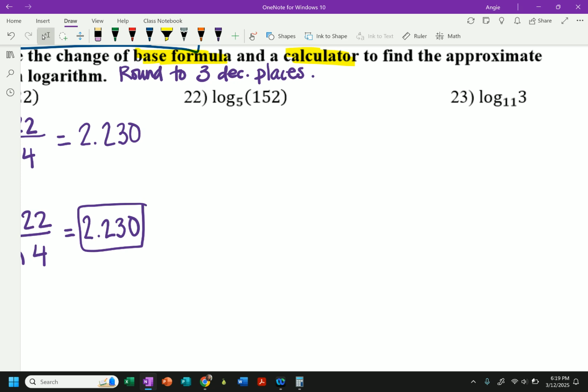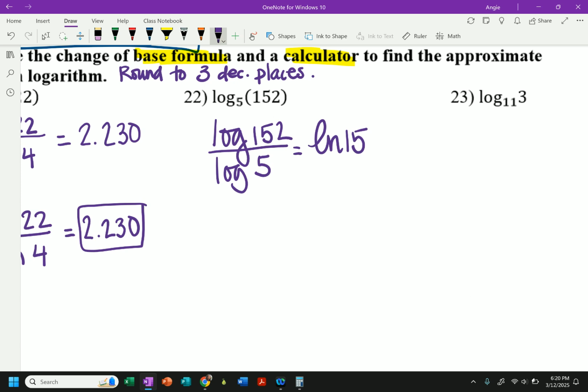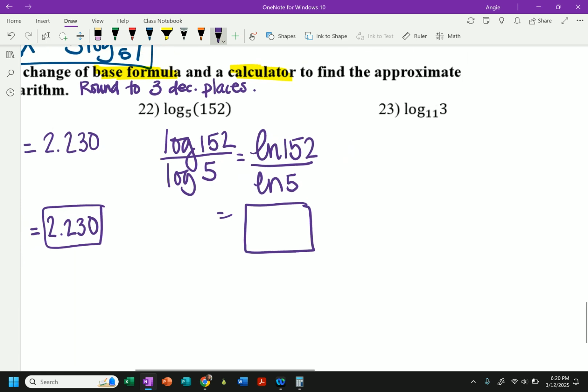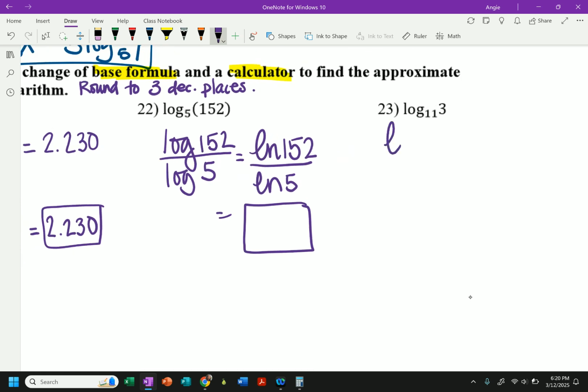Okay? Next, I want you to try these 2, okay? Feel free to use whatever you want. You can use log, or you can use natural log. That's really like a personal preference here. But if you use log, then both of them need to be the same. If you use natural log, then both of them also need to be natural log here, right? Give me your 3 decimal approximation here, students, okay? Once you have that, write it in.